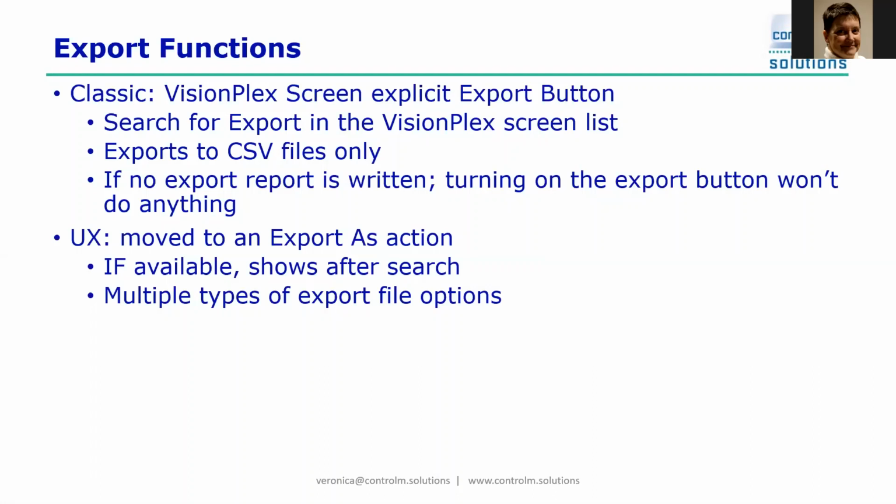Not all screens have export as the layout, so the other way to do it is also look for export as the screen name, and not all screens have the word export in them. So if you use both methods, there's a good chance you can find all of the export screens that are out there to be used. In Classic, there's approximately 235 screens that are explicit export screens. In UX, the export function has changed and it's an action that is available on the screen. After you've done your search, you'll see the hyperlink there. And in UX, you can save this as a CSV file or an Excel or a JSON or HTML file, unlike Classic, where you only have a choice of a CSV file.